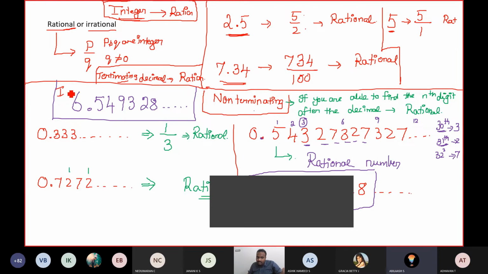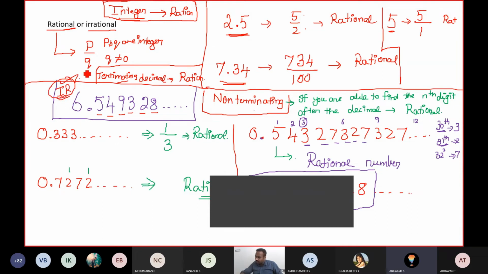It is an irrational number because after the decimal point, I know the first digit, second digit, third, fourth, fifth, sixth. But even if you ask me to find out the seventh digit, I don't know, because there is no particular pattern in which the number repeats. So this is irrational.